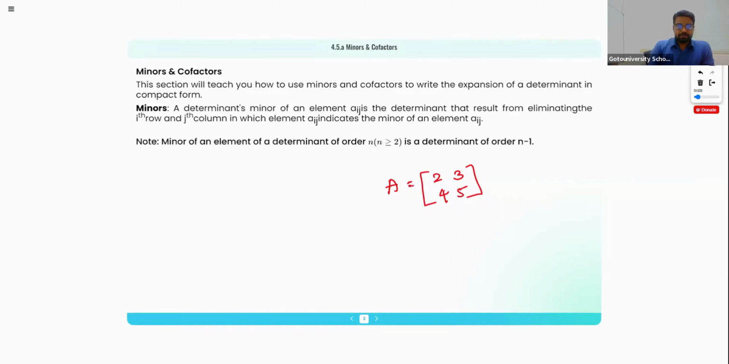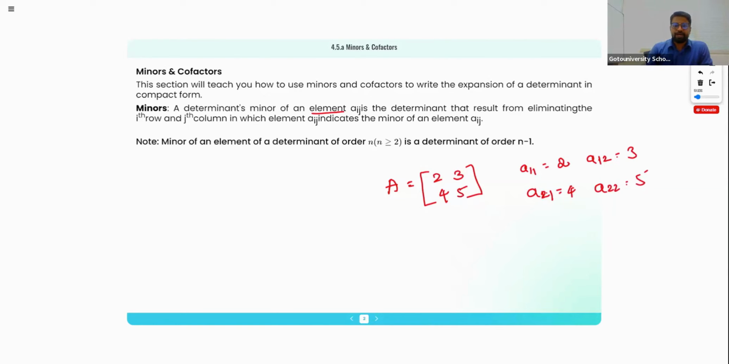So what is minor? A determinant is the minor of an element. That means I'm telling you, not for the entire determinant, we call it for an element. So here, what are the elements? I can say A11 is 2, A12 is 3, A21 is 4, and A22, that is second row, second column, is 5, right?